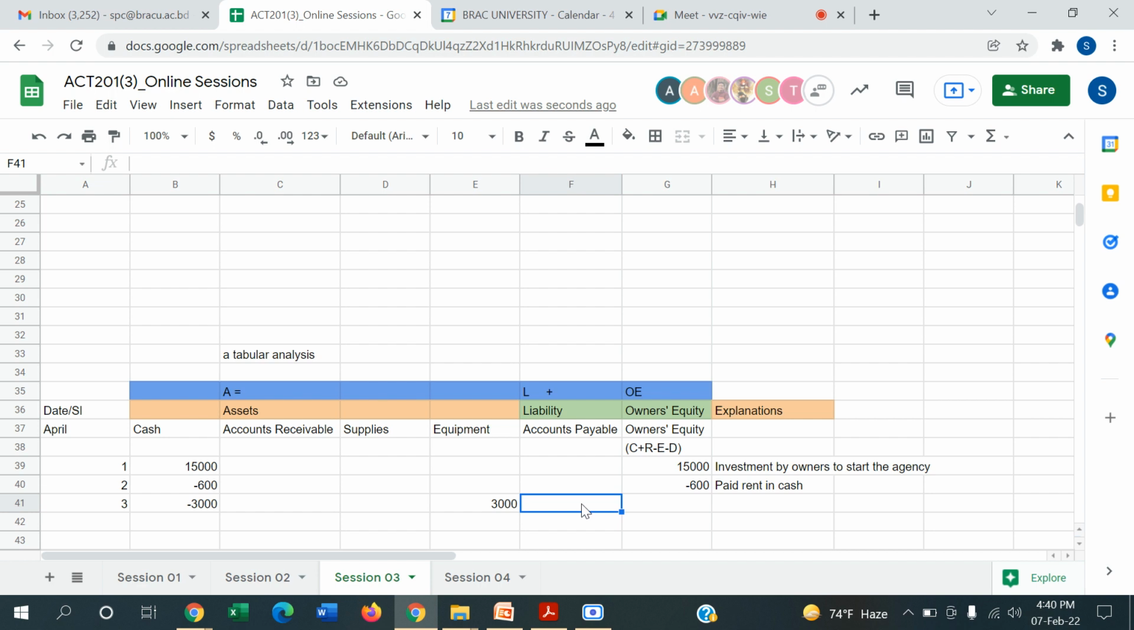Have you got it? Yes, sir. In the previous one, we just analyzed it. We have to analyze that activity in our mind, or you can do it as rough work as you have done earlier, and apply that into this tabular analysis or this equation through the numerical values. That is the main objective. They have purchased equipment for 3000 cash, so cash is reduced by 3000 and equipment has increased. How can we explain it?